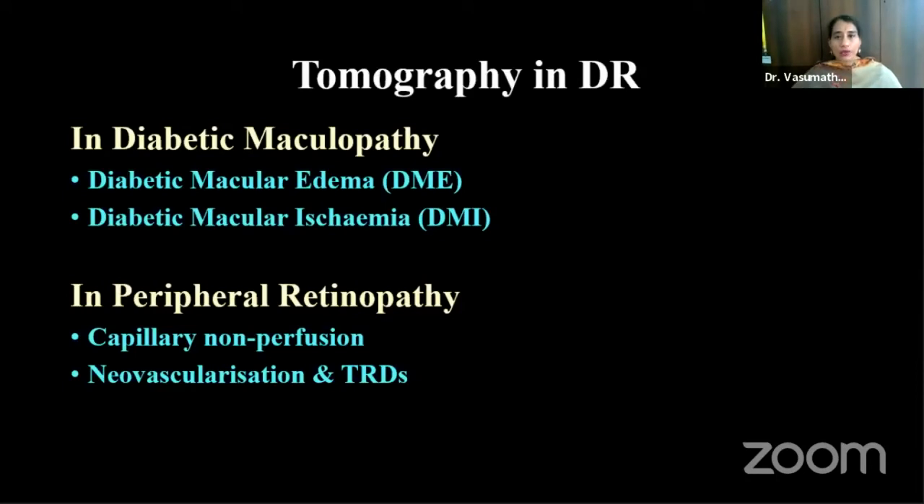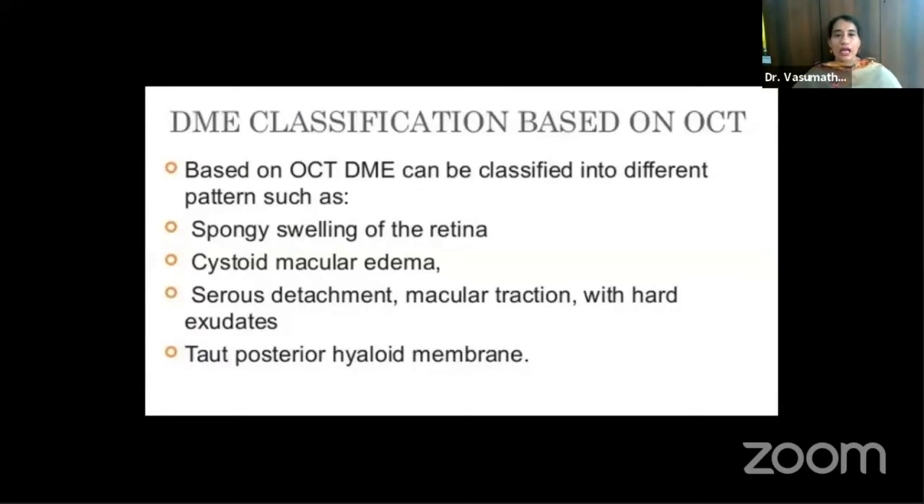And in tomography and diabetic retinopathy, with OCT we can talk about diabetic maculopathy, wherein we can delineate diabetic macular edema or DME, or diabetic macular ischemia or DMI. And for peripheral retinopathy also, OCT can give us an idea about capillary non-perfusion, neovascularization and tractional detachments, and how to manage them, etc. I will be showing a few illustrative examples.